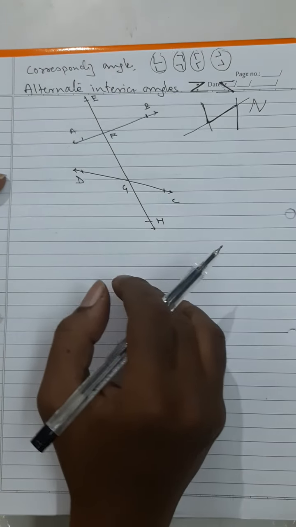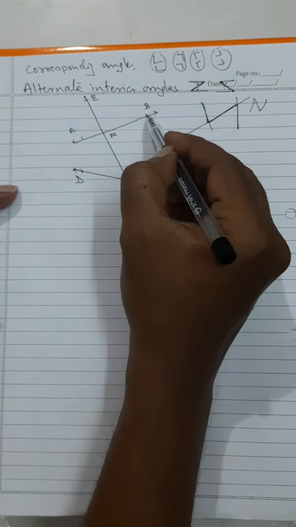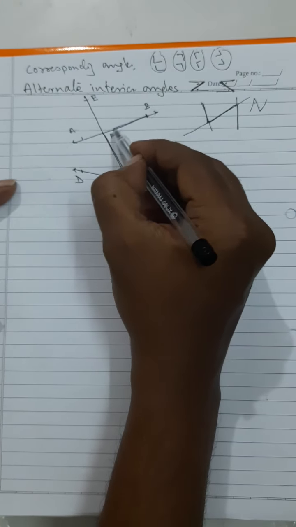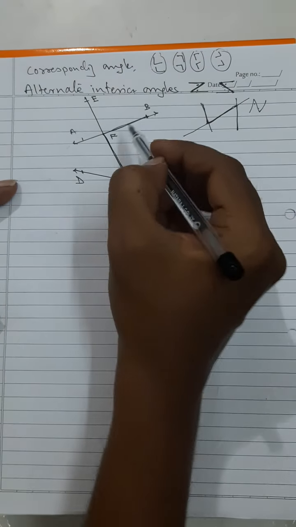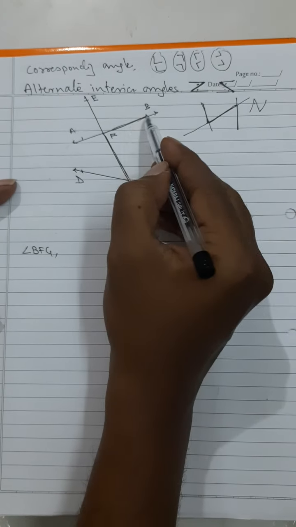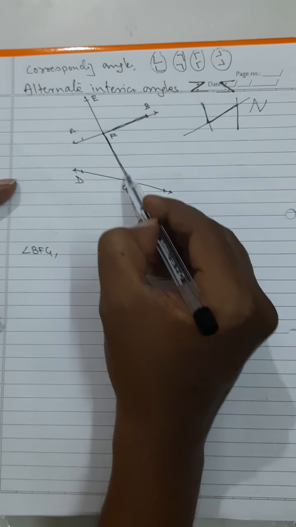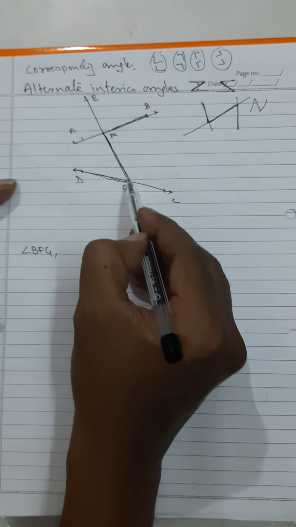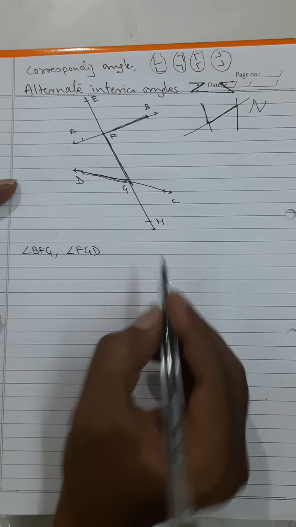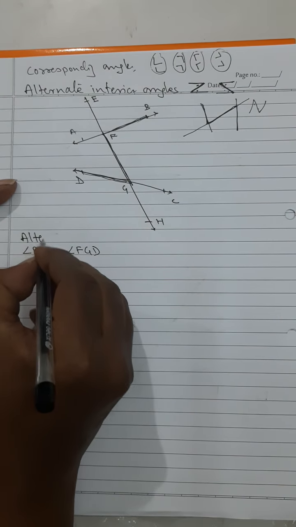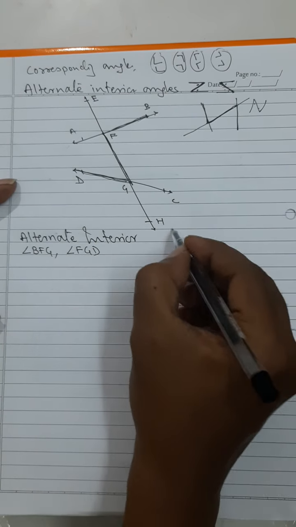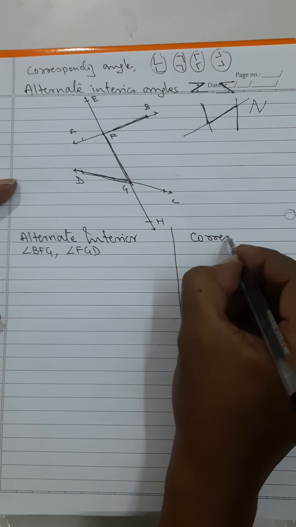Okay, so let us trace over here. I am purposely taking something different. Angle BFG. If I take this angle BFG, the alternate angle to angle BFG will be angle FGD. Right? And this will be a Z. Angle FGD will be forming alternate interior angles.